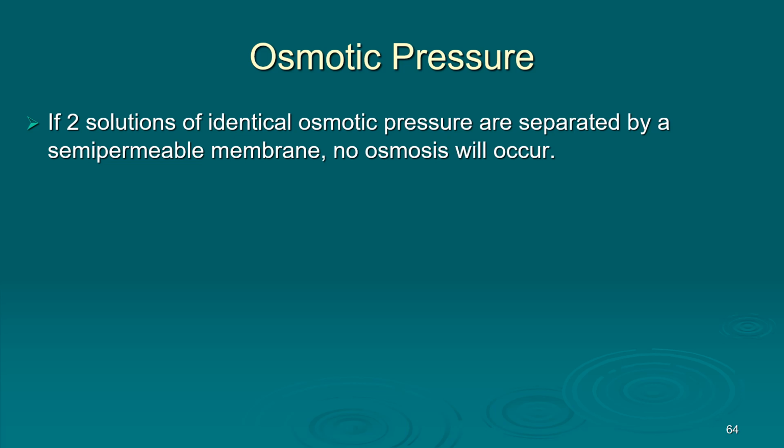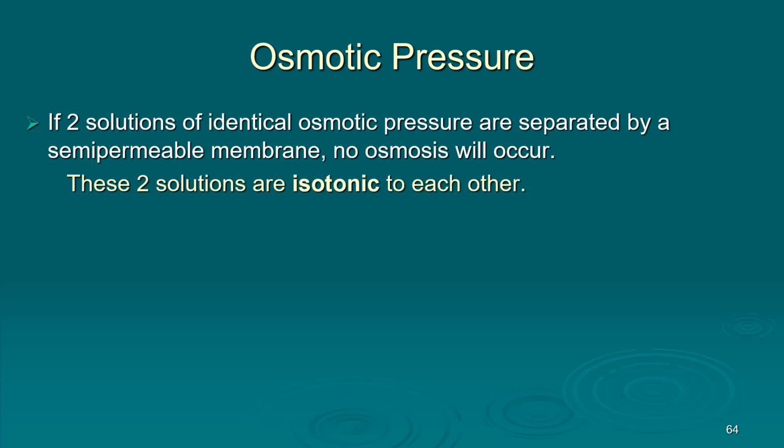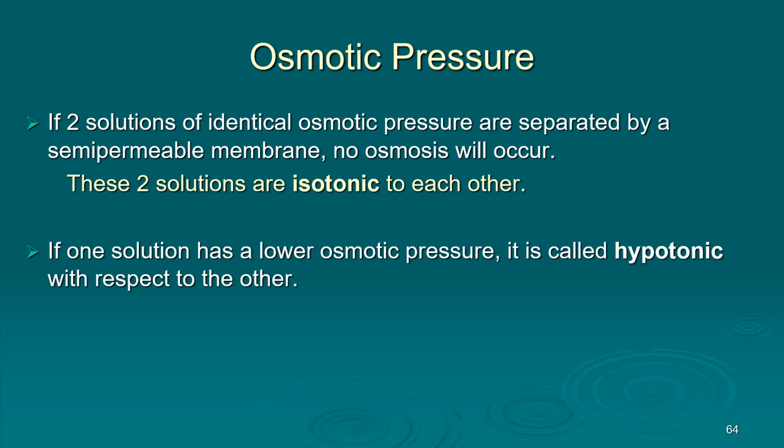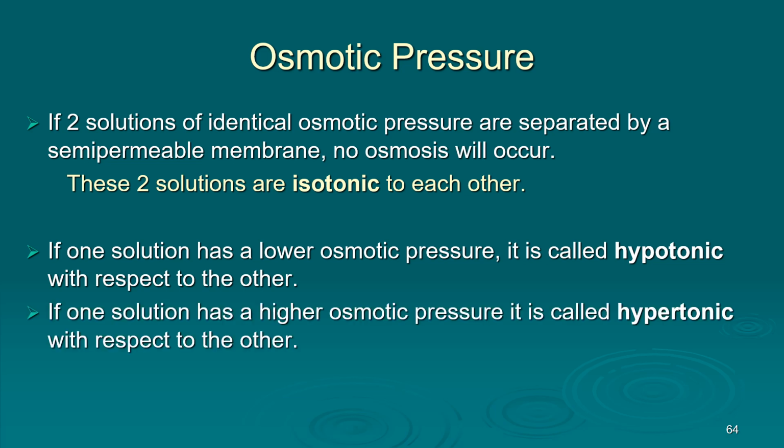And in that case, if you have two solutions with a semi-permeable membrane in between, no osmosis will occur. So that's a good thing. These two solutions then are said to be isotonic to each other. If one solution has a lower osmotic pressure, then it is hypotonic with respect to the other. And if one solution has a higher osmotic pressure, it is hypertonic with respect to the other.